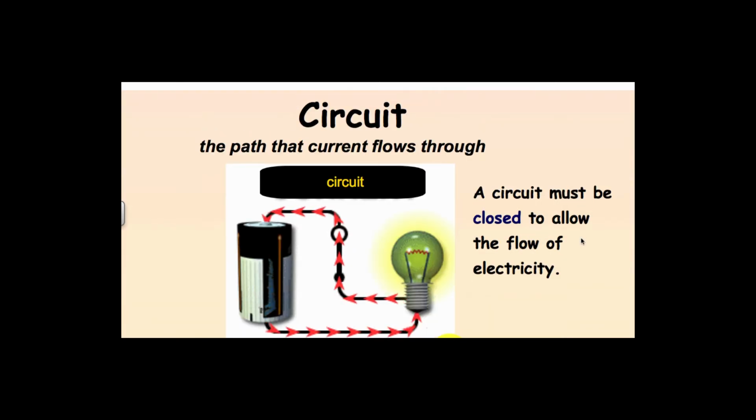So a circuit is just the path that current flows through, electrical current. So in this diagram, the battery is the source of power, which we'll talk about in a minute, and all the red arrows are showing the path the electrons are flowing through. So this is a picture of a circuit. All circuits have three parts, which we'll talk about in a second. But the essential part of this is that the circuit must be closed to allow the flow of electricity.